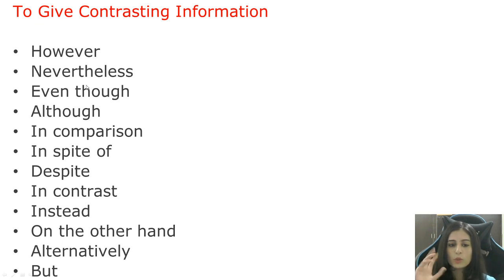Do you guys want me to explain any one of these words, or are you clear with this? If you have doubts with any one of these words, just let me know. Otherwise, I guess there's nothing tricky in this particular slide.